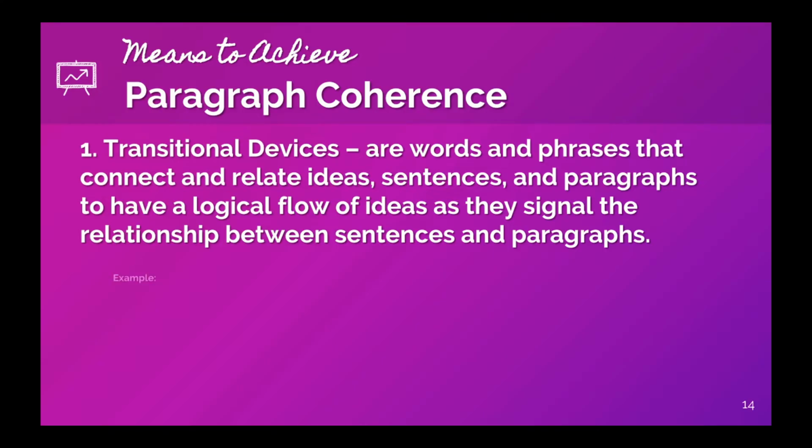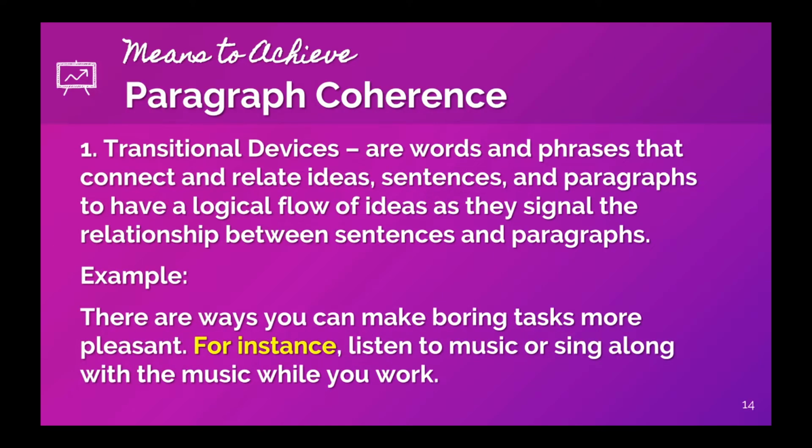Look at this example. There are ways you can make boring tasks more pleasant. For instance, listen to music or sing along with the music while you work. Here, you see that we have two sentences. The first one is there are ways you can make boring tasks more pleasant, and the other one is listen to music or sing along with the music while you work. These two sentences are connected using a transitional device, and that is the phrase for instance. Again, for instance here is an example of a transitional device denoting that the following sentence is an example.